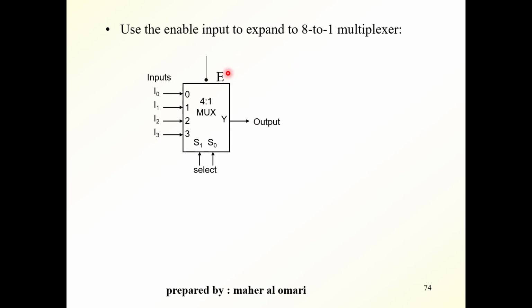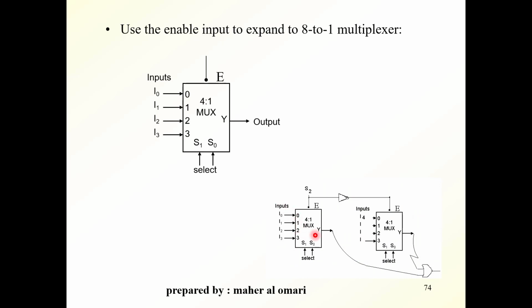Use the enable input to expand this 4 to 1 multiplexer into an 8 to 1 multiplexer. Use the enable. The 8 to 1 multiplexer needs 3 select lines. This one has 2 select lines. We use this one as the third select line by connecting the 2 multiplexers this way. This is the first multiplexer. The select lines are common here, S0 and S1. They are common on both. S2 is connected this way, and inverted to the other multiplexer.